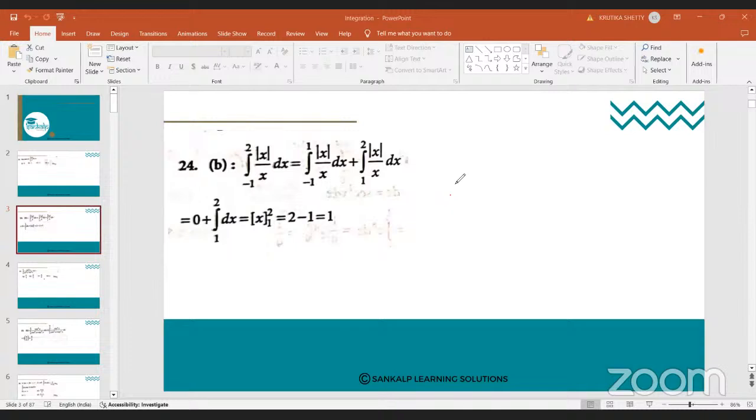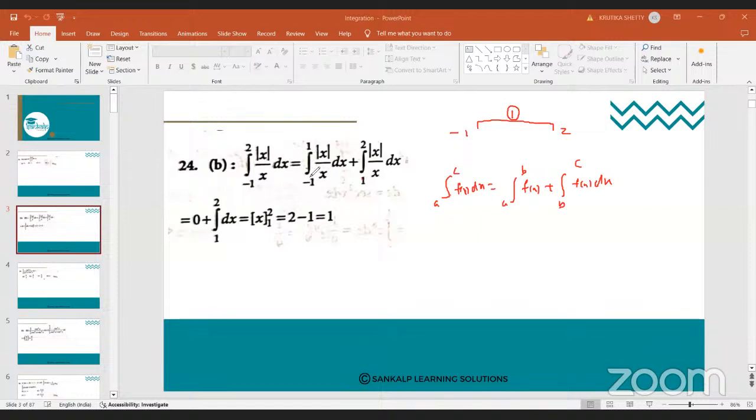Here we are making use of the property: integral from a to c of f of x dx can be written as integral from a to b of f of x dx plus integral from b to c of f of x dx. The interval given is from -1 to 2, so we can split this interval as -1 to 1 and then 1 to 2.